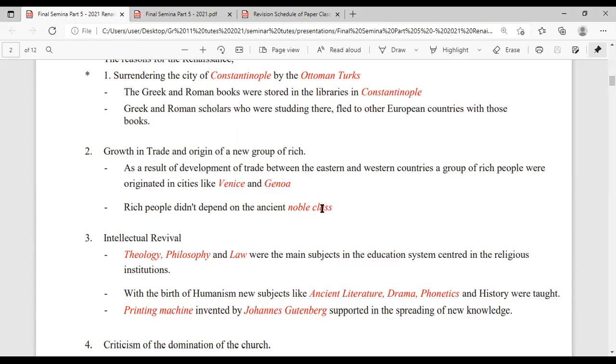Venice and Genoa. Rich people did not depend on the ancient noble class. They had a free mind. They wanted entertainment. So they started supporting artists, scholars, and other people to give birth to new creations, taking new themes like the independent themes.